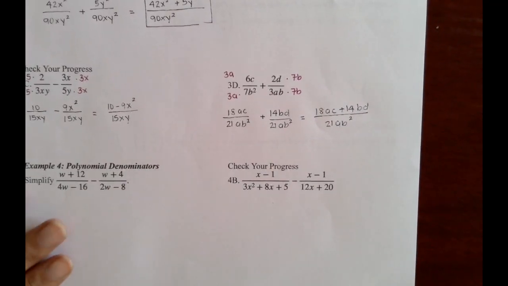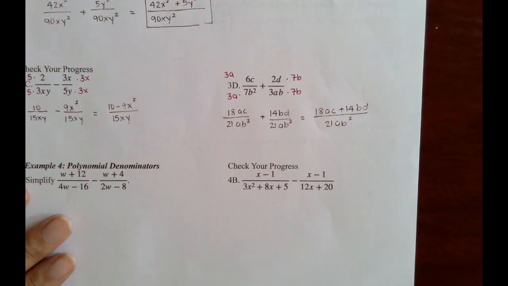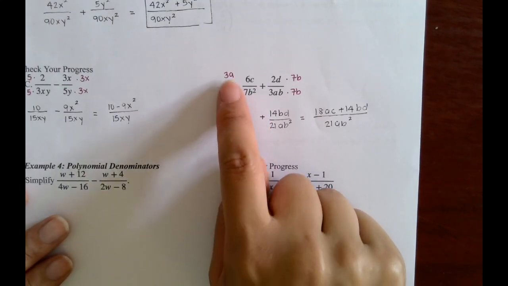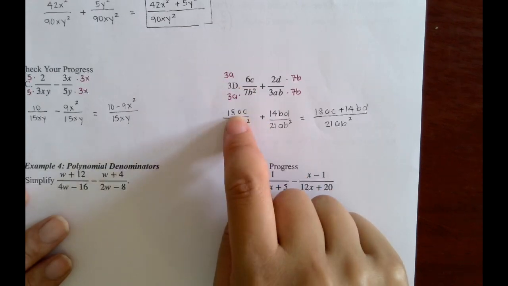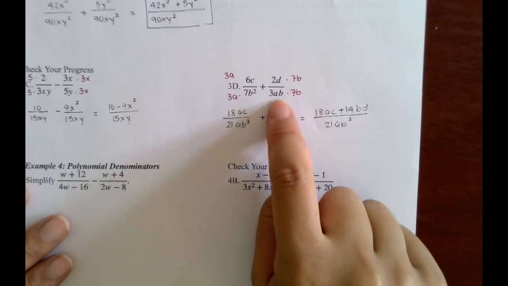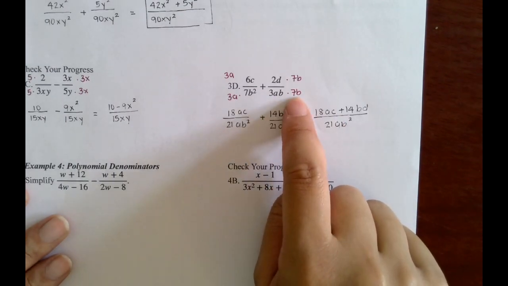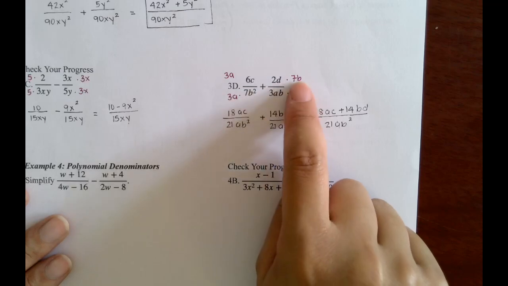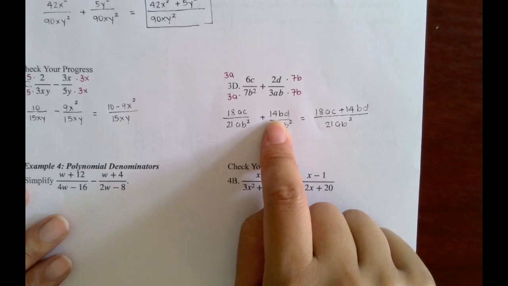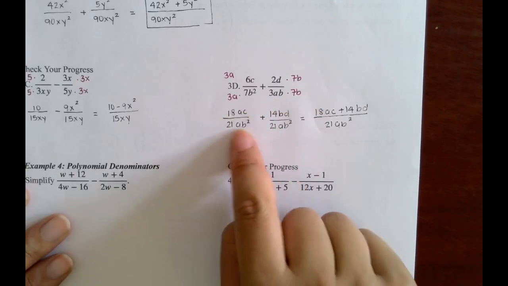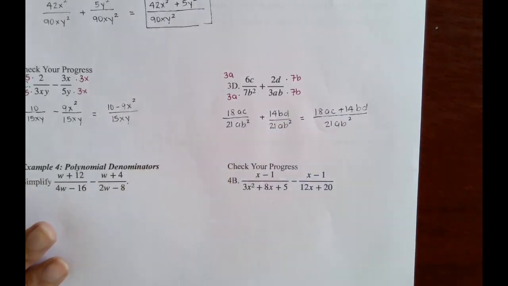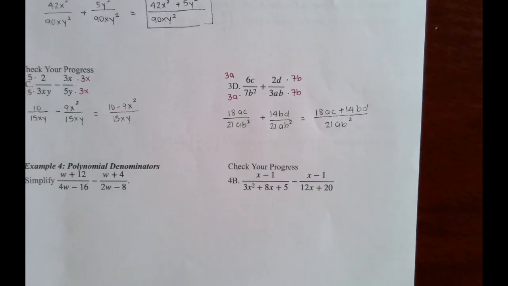3D here, the common denominator is 21ab squared. So to get this to be 21ab squared, I need to multiply by 3a top and bottom. 3 times 6 is 18, a times c is ac, and then 21ab squared. To get this to be 21ab squared, I need to multiply by 7b. Okay, so 2d times 7b would be 14bd, or db, up to you. And then this is 21ab squared. The denominator stays the same, then it's just 18ac plus 14bd. No like terms, so nothing to combine or simplify there.